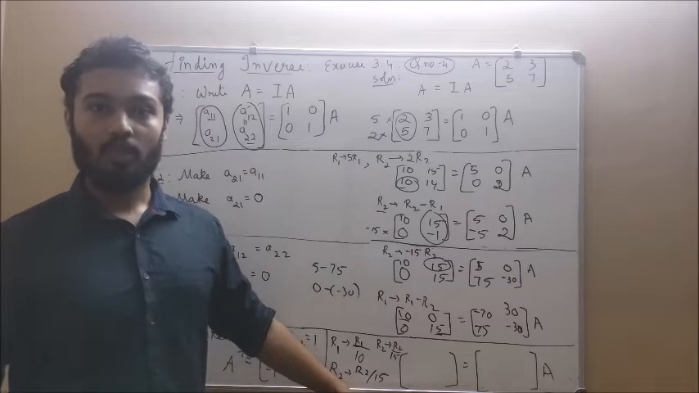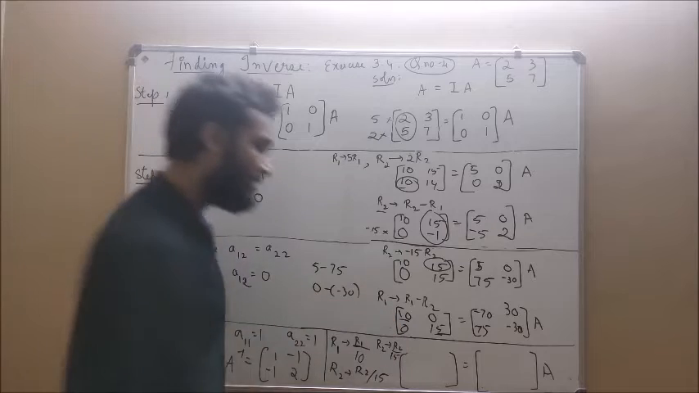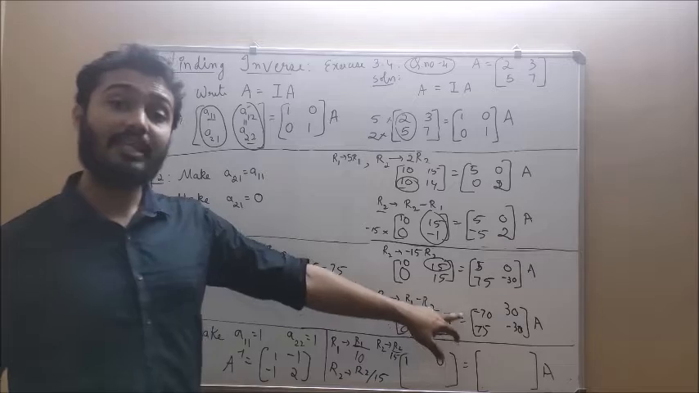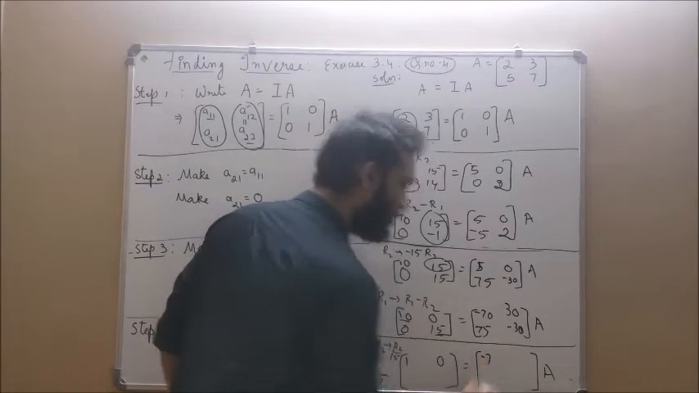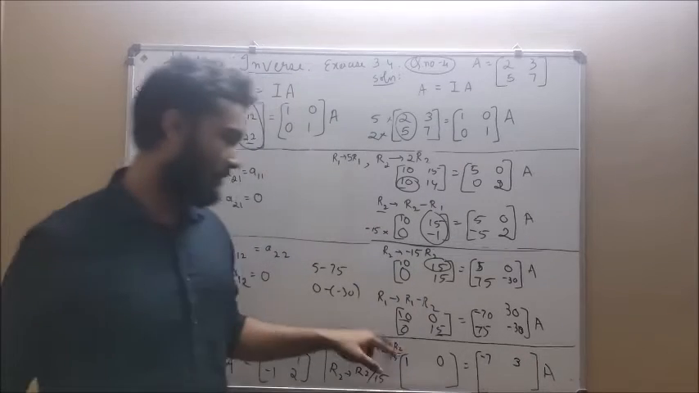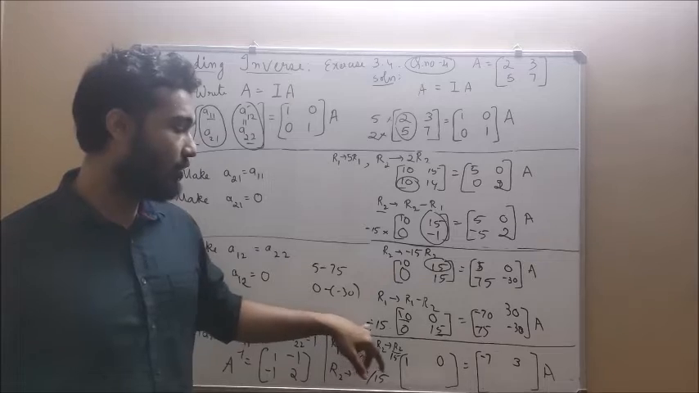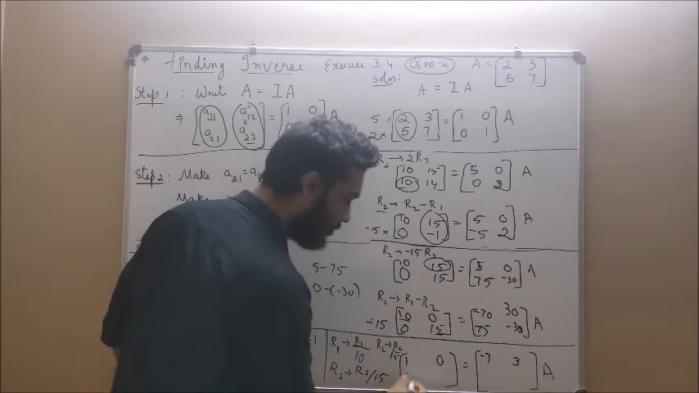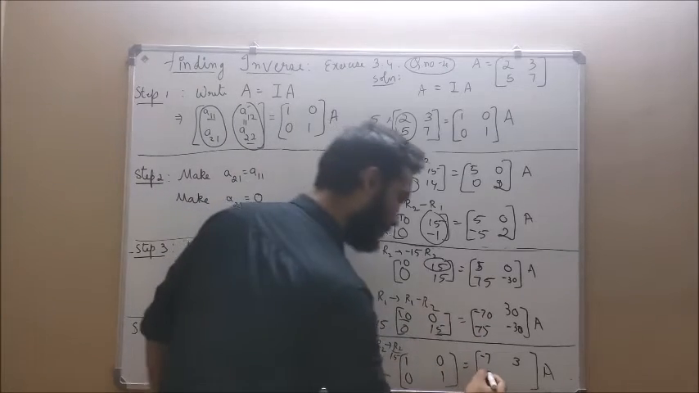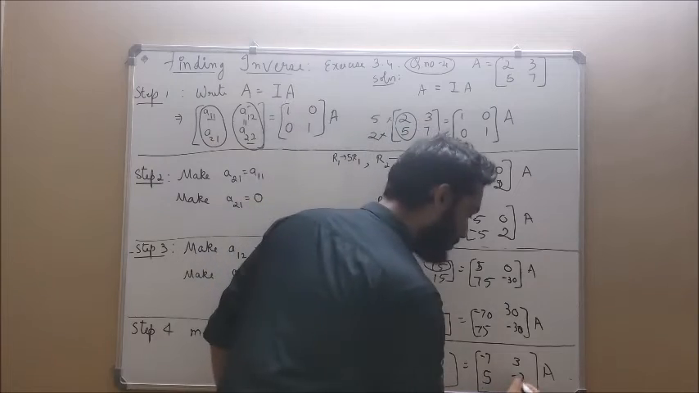So now, R1 we are dividing by 10, so 10 by 10, 1, 0 by 10, 0, minus 70 by 10, minus 7, 30 by 10, 3. Next row we are dividing by 15, so 0 by 15, 0, 15 by 15, 1, 75 by 15, 5, minus 30 by 15, minus 2.